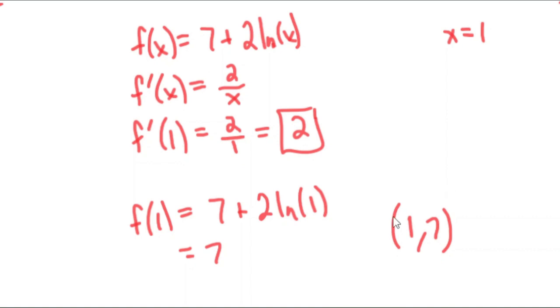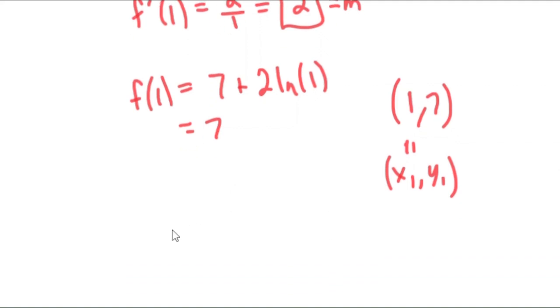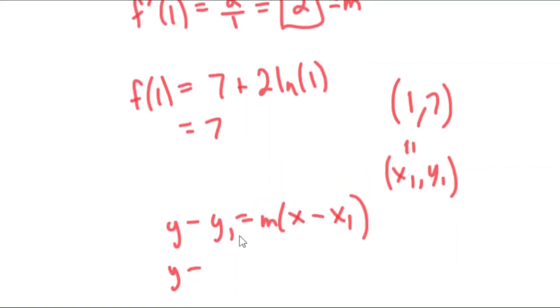So we have the point (1, 7), and we have a slope of 2. So this is like our m, and this is our x1, y1. And so we're going to plug it into y minus y1 equals m times x minus x1, the point slope formula. We have a point here, and we have the slope up here. Okay, so this is the point slope formula. We have y minus 7 equals 2 times x minus 1.